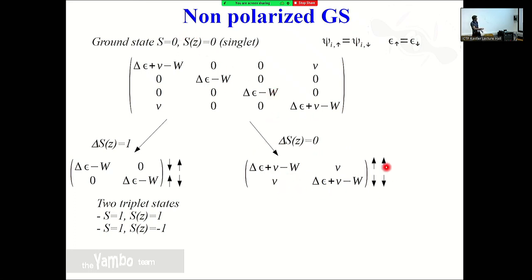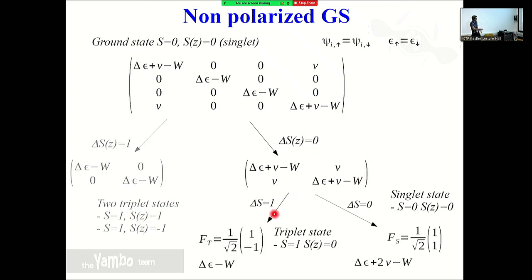And here again, this matrix has a nice structure. I can block it further. I can block into the triplet state where I conserve Sz, but I change the total spin. And in another state where I even conserve the Sz.